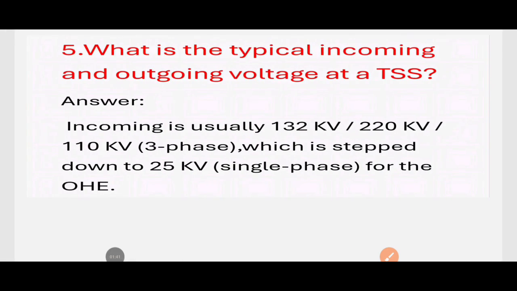Next, what is the typical incoming and outgoing voltage at a TSS? At a TSS, incoming is usually 132 kV or 220 kV or 110 kV in three phases, which is stepped down to 25 kV single phase for the wedge. In TSS, incoming is three phase, but outgoing is single phase.